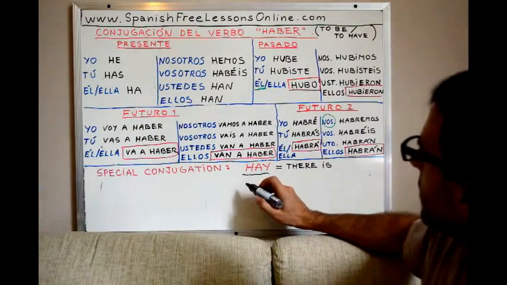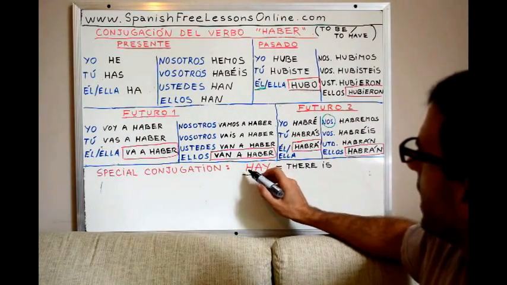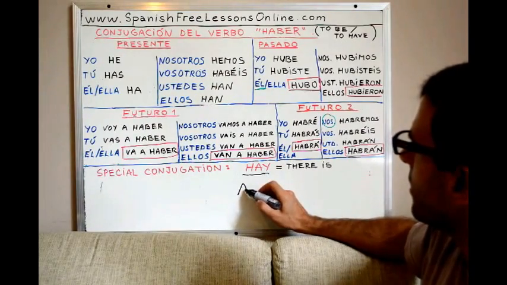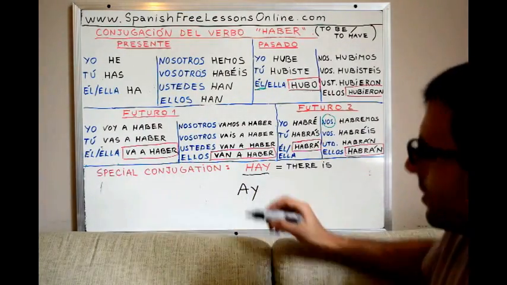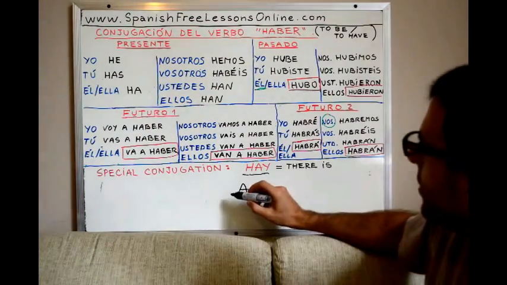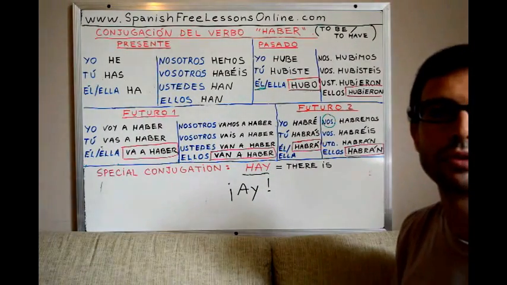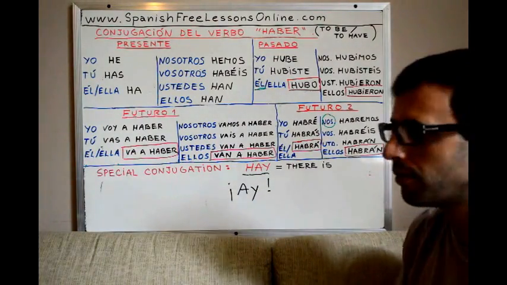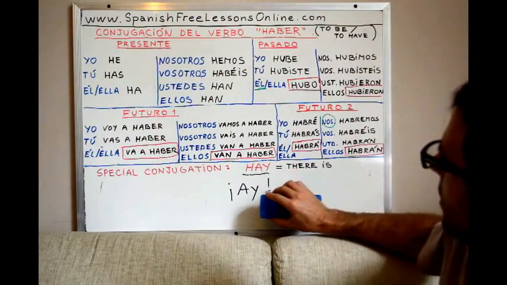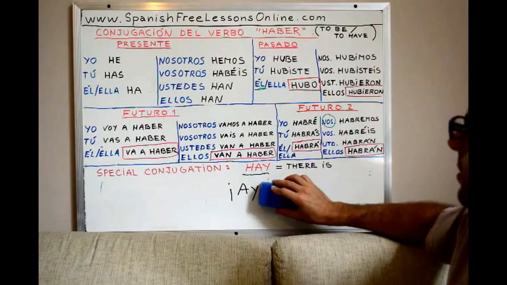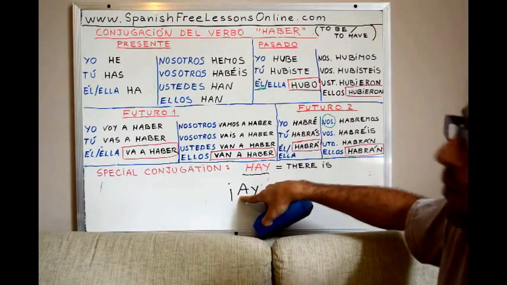And it's written with H-A-Y, different than the exclamation ay, right? This is the Spanish exclamation ay, means ouch, right? When you hurt yourself, this is a common way of exclaiming in Spanish, ay. But as you can see, it's written without an H.